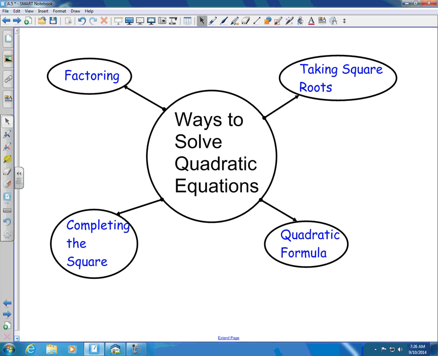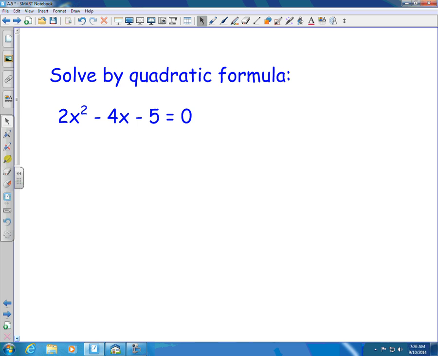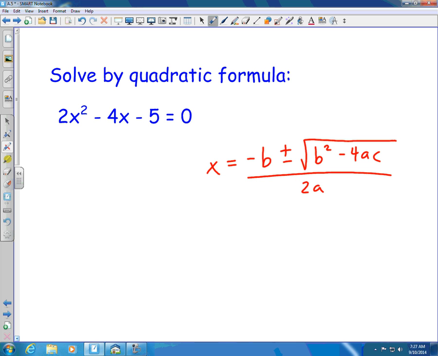Now what about solving by quadratic formula? If we're going to solve by quadratic formula, and I believe you are already familiar with it, you know it goes x equals negative b plus or minus the square root of b squared minus 4ac all over 2a. So to solve this equation, we need to note that a is 2, b is negative 4, and c is negative 5.